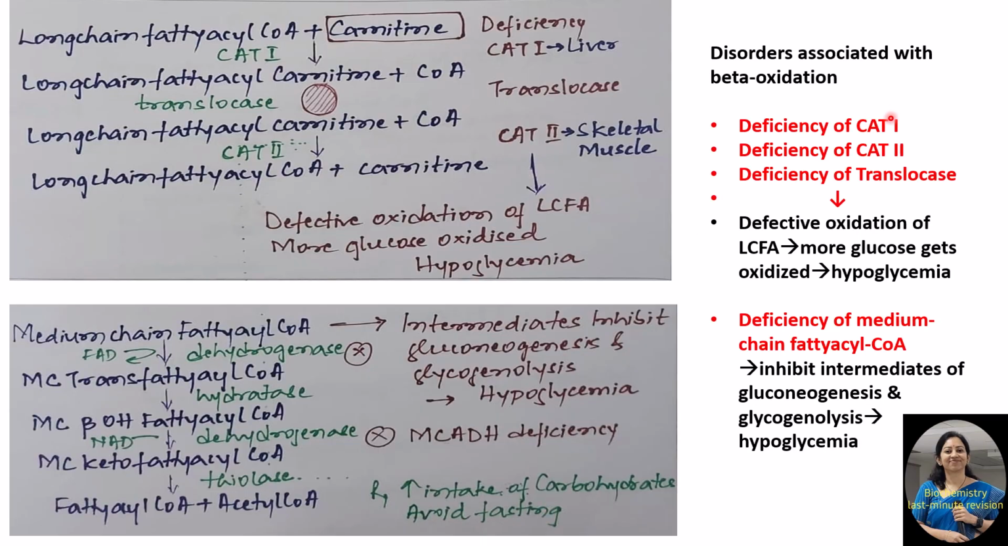So these are the disorders. Just to summarize, there can be deficiency of carnitine acyl transferase 1, transferase 2, or deficiency of translocase. In all three conditions, there occurs defective oxidation of long chain fatty acids. More and more glucose gets oxidized, and because glucose is not available, the individual can suffer from hypoglycemia. The other condition is deficiency of medium chain fatty acyl CoA dehydrogenase, and this inhibits the intermediates of gluconeogenesis and glycogenolysis. As you all know, the end product of gluconeogenesis and glycogenolysis is glucose, so here also the individual can suffer from hypoglycemia.